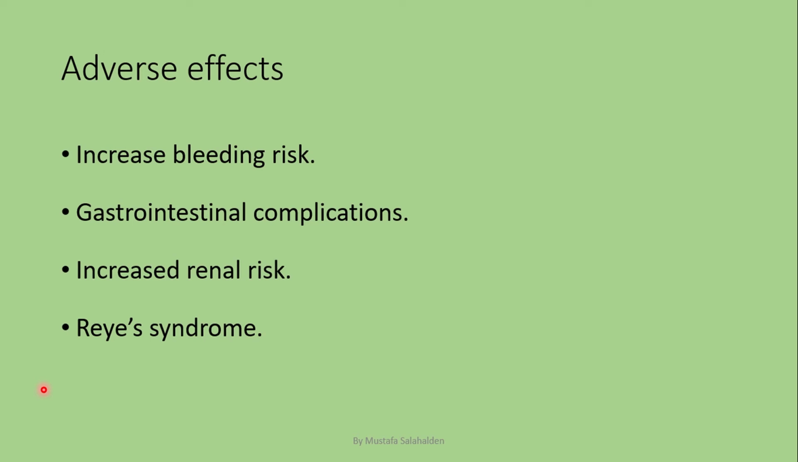Now, increased renal risk, and that's achieved by impairing the prostaglandin-induced inhibition of both the reabsorption of chloride and the action of antidiuretic hormone, which leads to salt and water retention. Also, this leads to potassium retention because of decreased availability of sodium in the distal tubule.